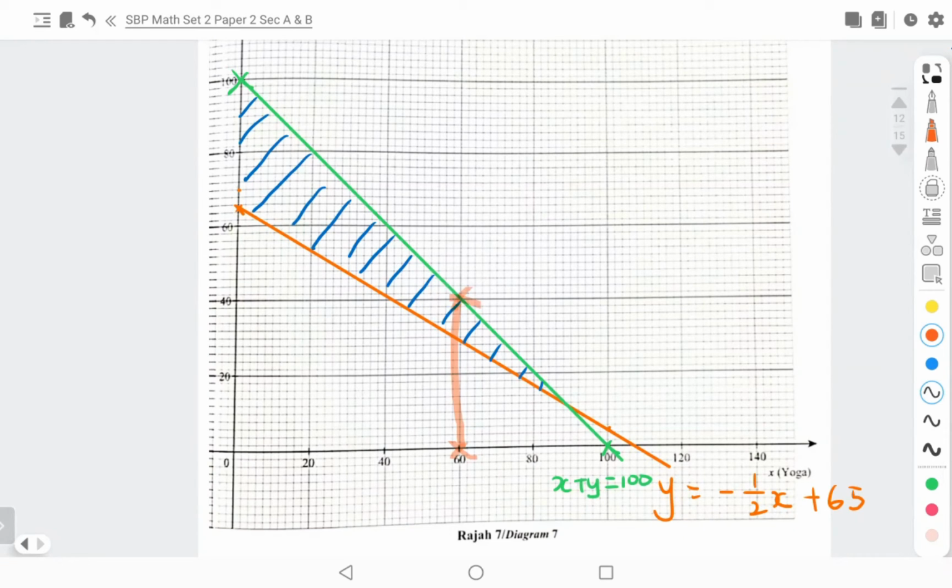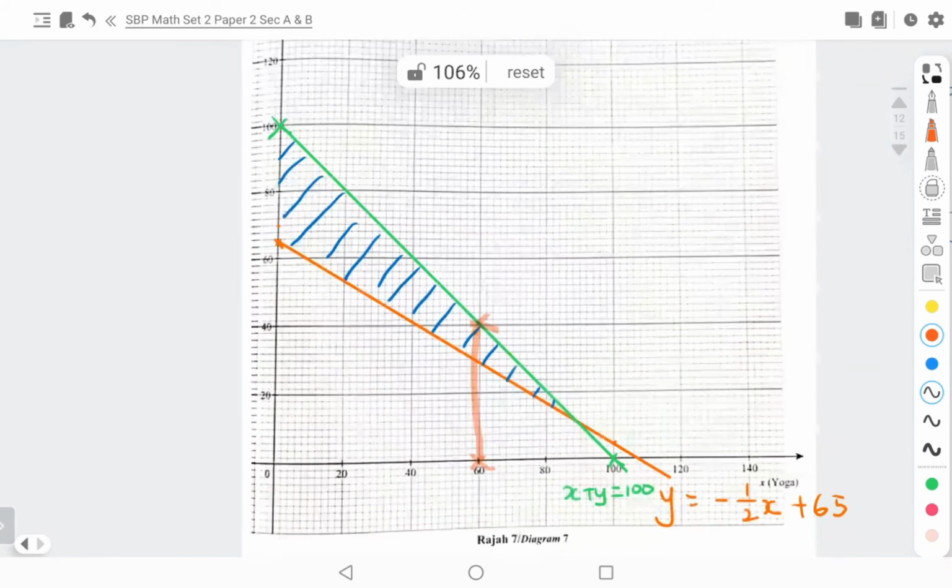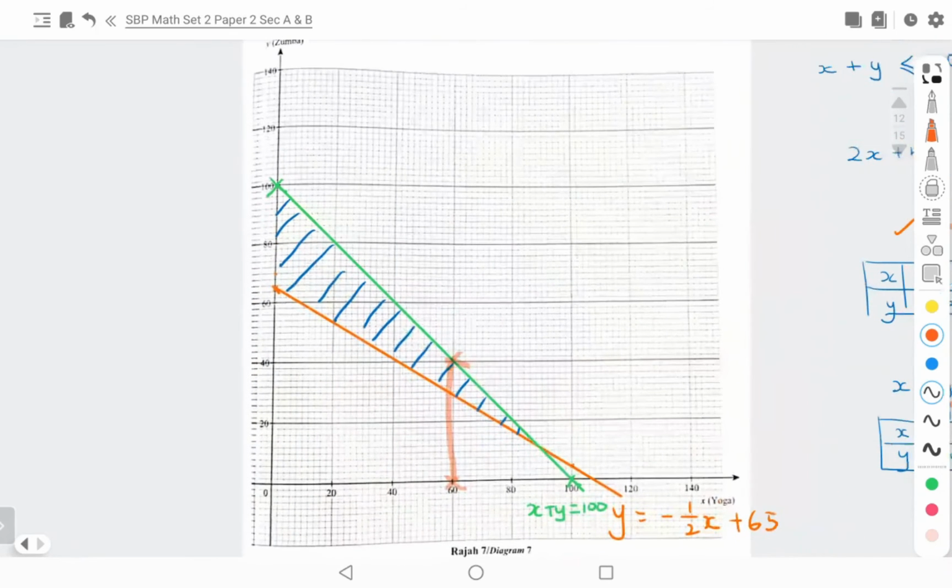So first you must get the linear inequalities correct. Then whatever you draw, the region must be correct. Then only you can answer questions C and D. Okay, so this is chapter 6. Okay, no questions, then I proceed, yeah? Okay.